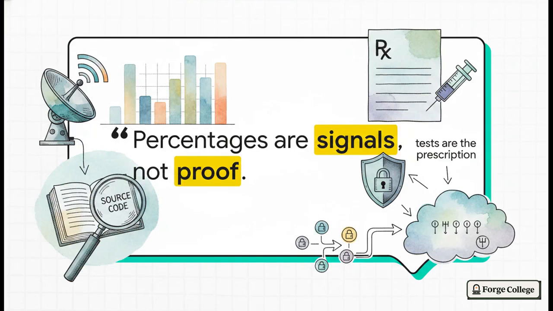If you take away absolutely nothing else from this explainer, let it be this. Percentages are signals, not proof. Coverage provides the diagnostic, but your tests are the prescription. The numbers just tell you where to look. It's the annotated source that tells you what you actually need to fix. Always prioritize small, focused tests over those massive sweeping ones that leave all those tricky forks completely unvisited.